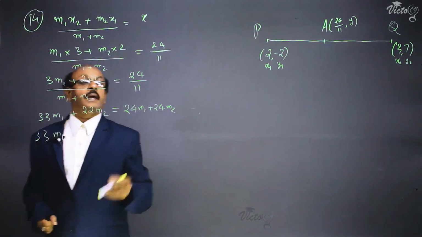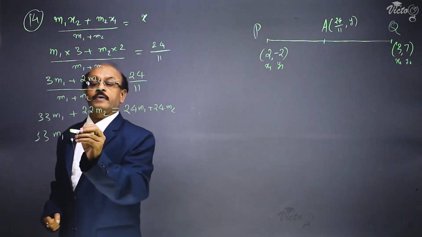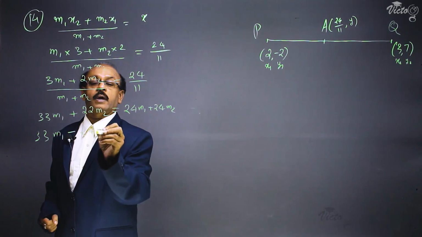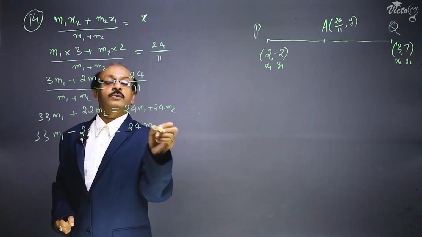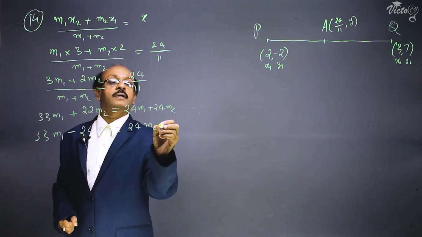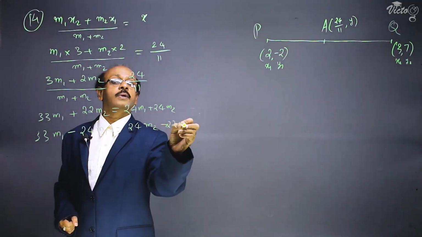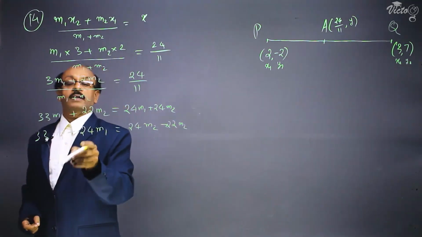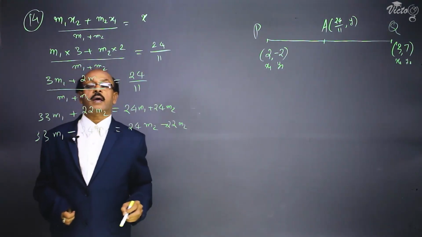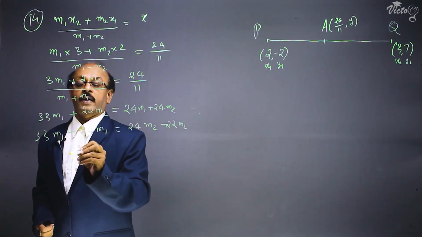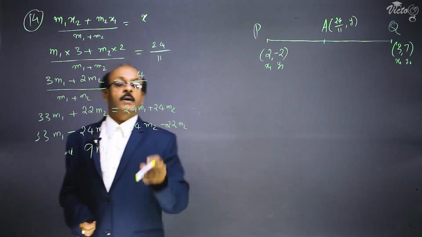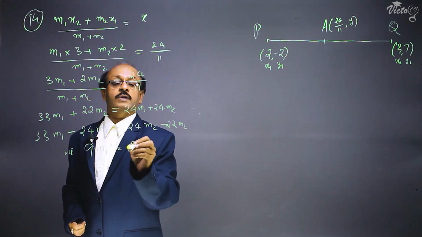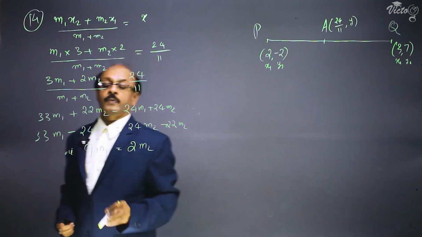33m1, taking 24m1 to the left, it is minus 24m1, which is equal to 24m2. We are taking 22m2 to the right side, it is minus 22m2. 33 minus 24, which is equal to 9m1. That is, 9m1 is equal to 24 minus 22, which is equal to 2m2.